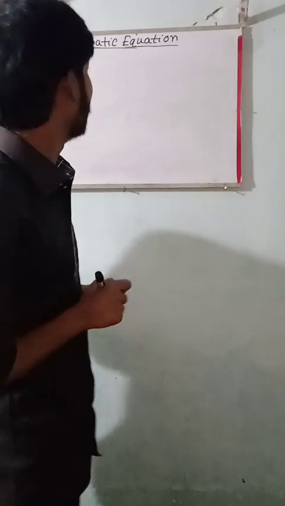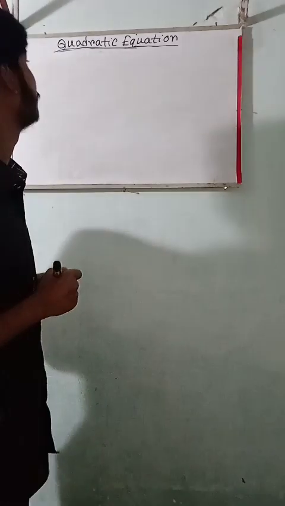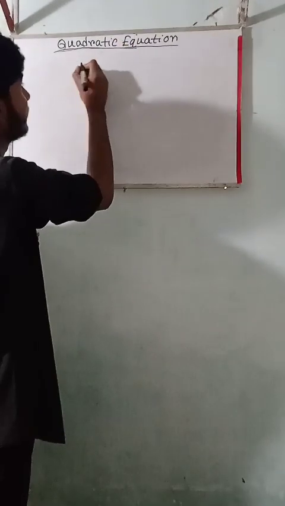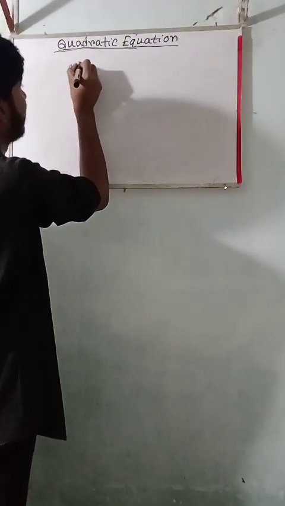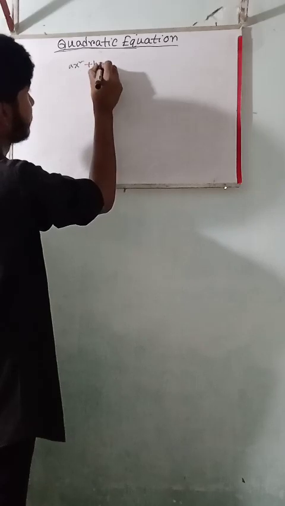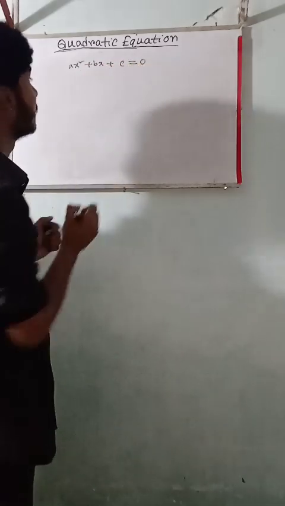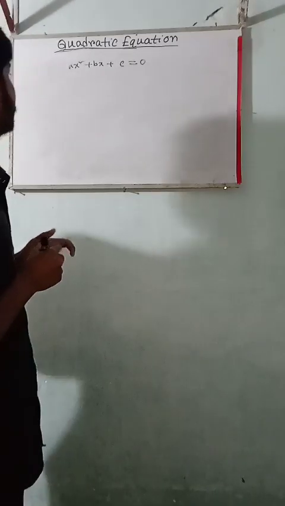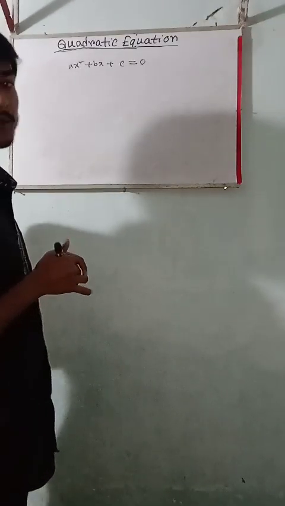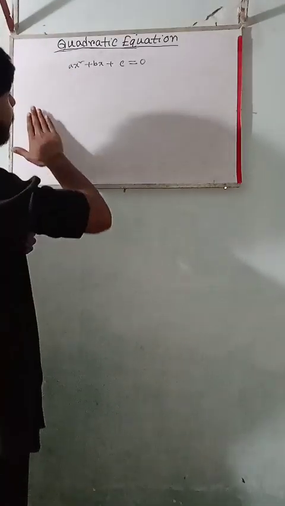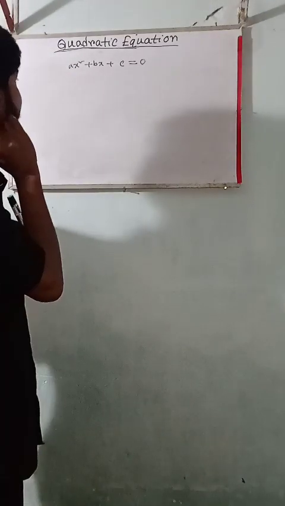Starting in the name of Allah, today we will talk about the quadratic equation. The standard format of a quadratic equation is ax² + bx + c = 0. Now we have to know the value of x. For this reason, we have to solve this equation. If we want to solve this equation, there are two processes.